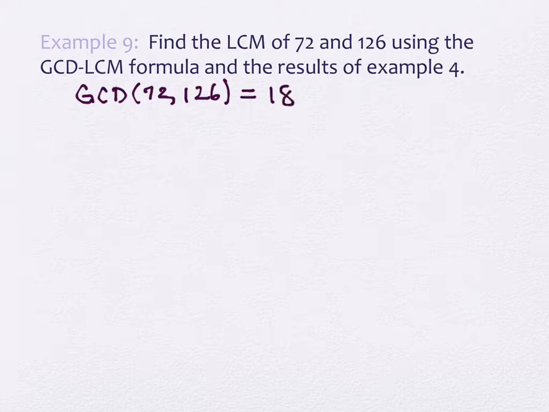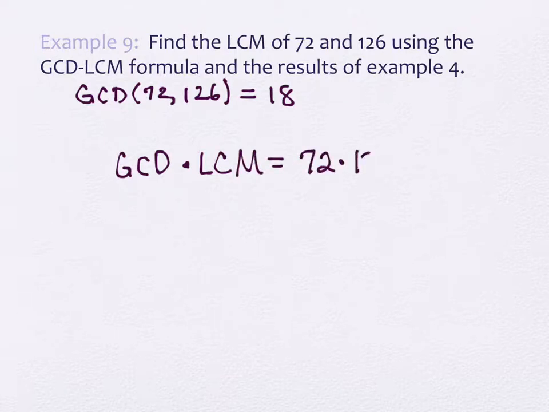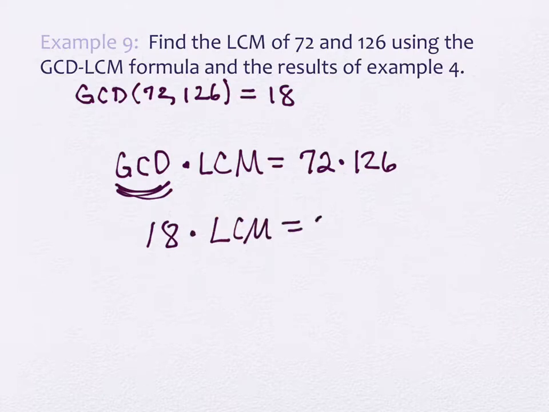It was 18. So according to this formula, the GCD times the LCM should equal 72 times 126. So the quantity I know is the GCD. It's 18. So 18 times the LCM is equal to 72 times 126. How am I going to use these numbers then to find my LCM? Right. I'm going to multiply the two numbers on the right.